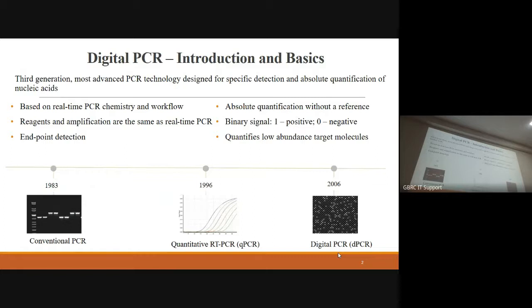That can be your RNA or cDNA or DNA. So the digital PCR system is working on the principle of real-time PCR based chemistry, and the workflow is also very same. The basic reagent components like Taq DNA polymerase, your buffer, enzyme, your dNTPs, your primer and probe, are almost the same as what we are using in the real-time PCR.